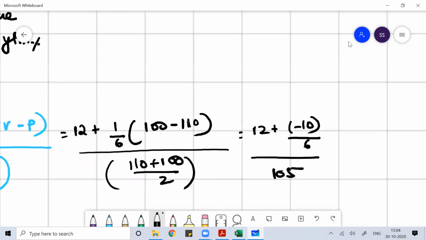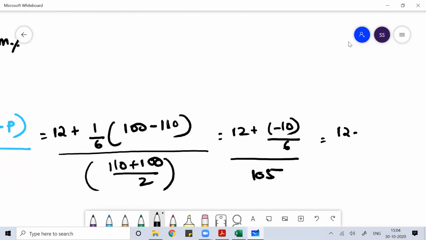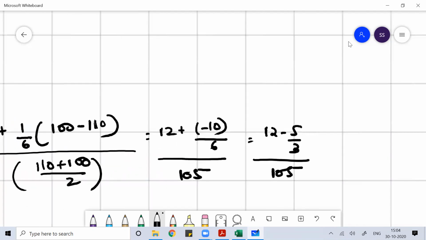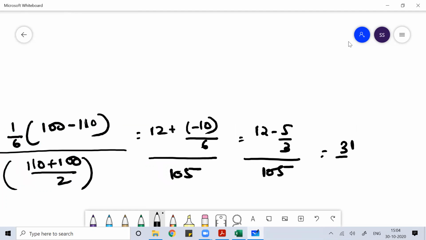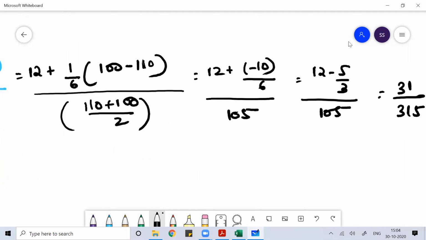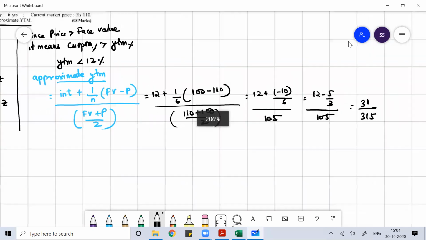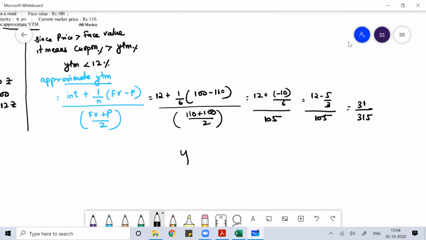So this will give you 12 minus 5 by 3, divided by 105. So I can say 31 by 315. If I calculate in percentage, what is the value of YTM? That is 31 by 315 into 100, so that will come to approximately 10%.